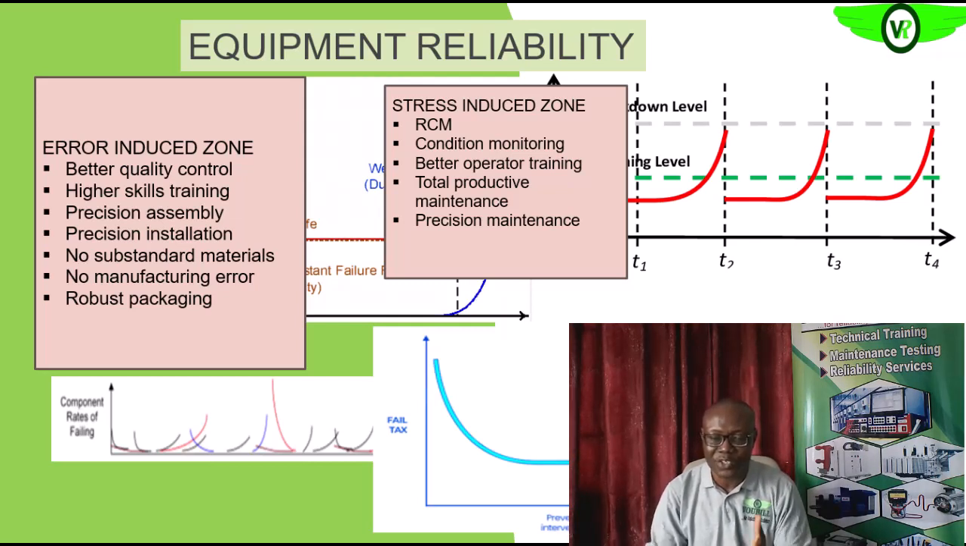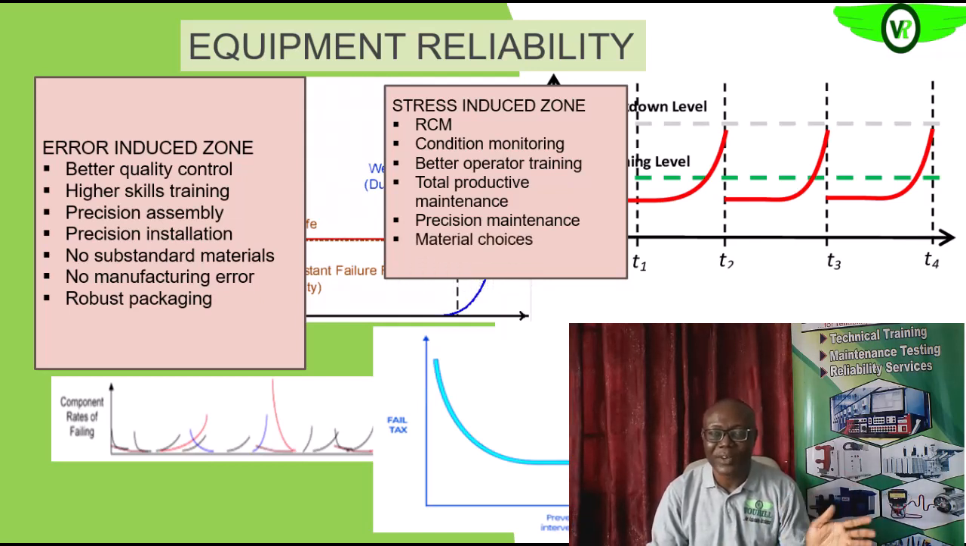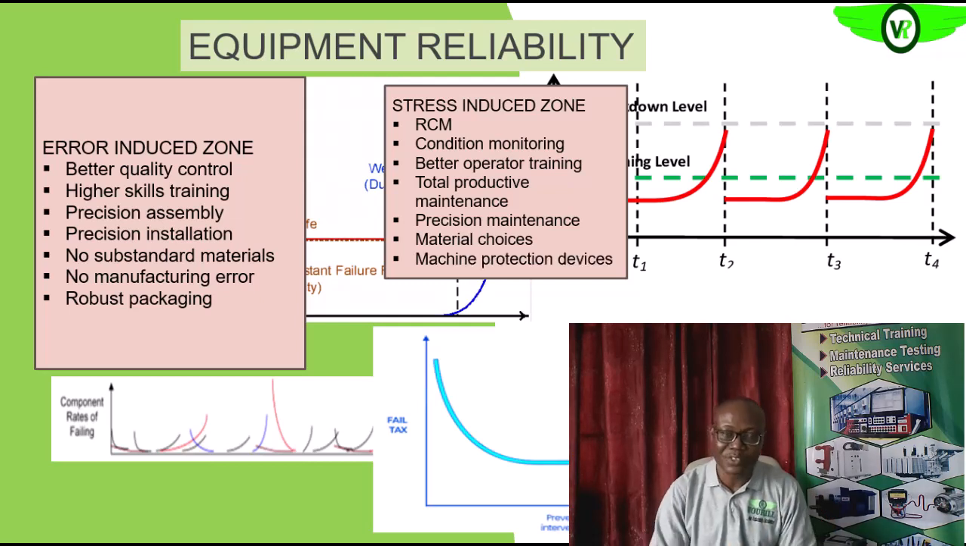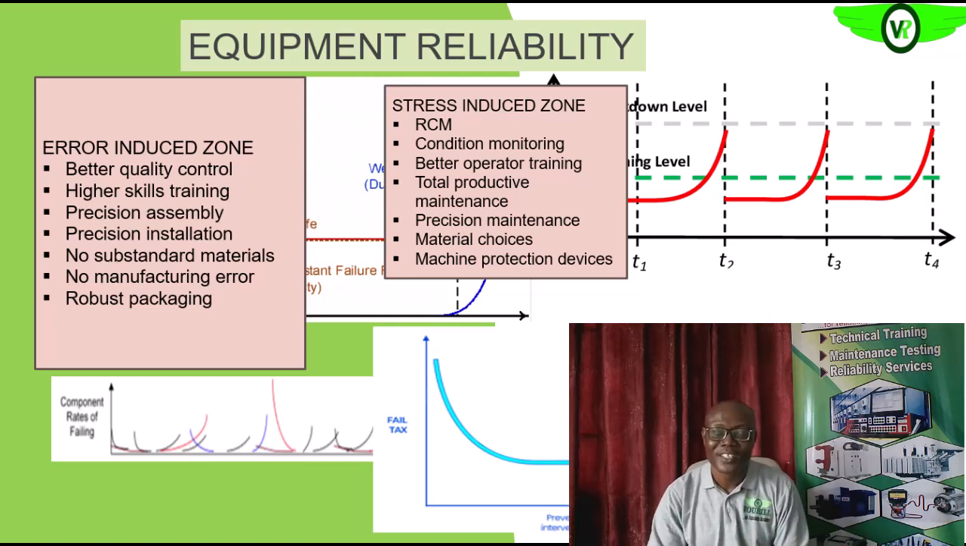to ensure the reliability of your facility. Of course, material choices, as we saw earlier in the infant mortality stage, we want to ensure that the materials we use at this stage are all reliable materials that will improve the reliability of our assets. And of course, we want to have instrumentation in place that will help to protect the equipment against some failure modes or some stressors.